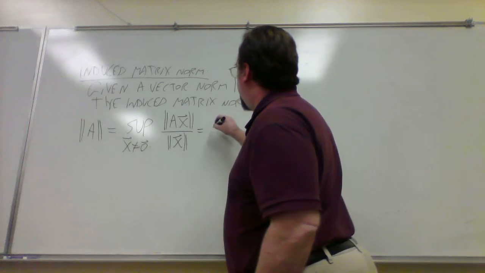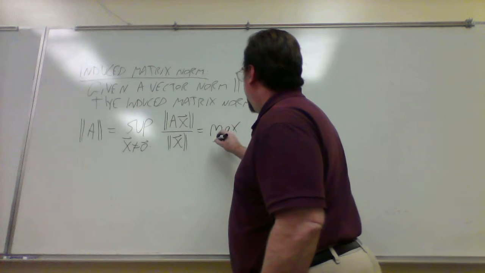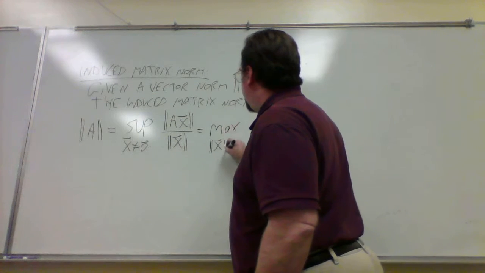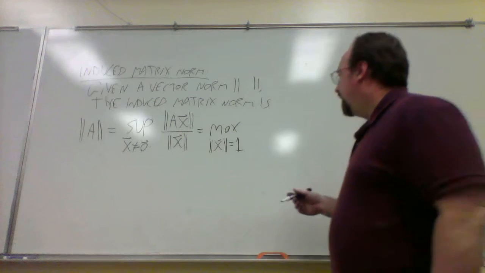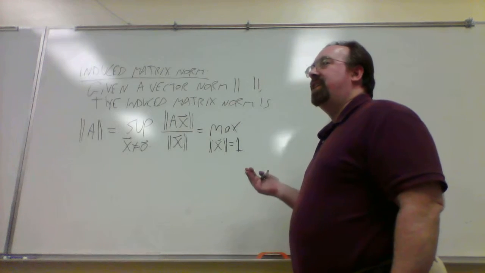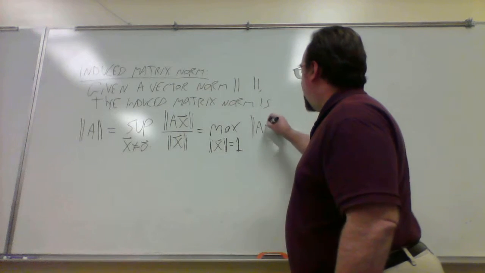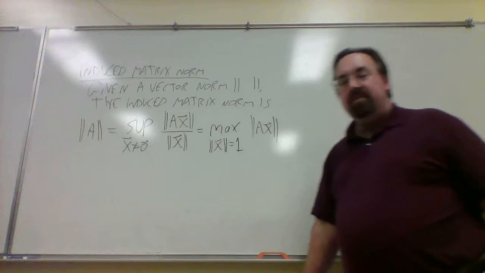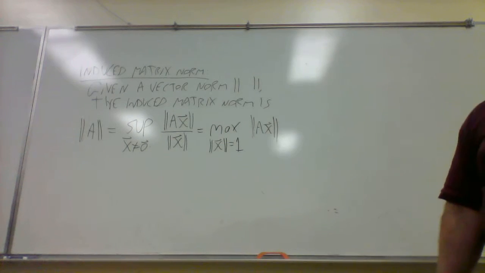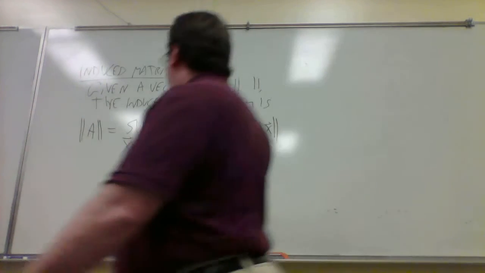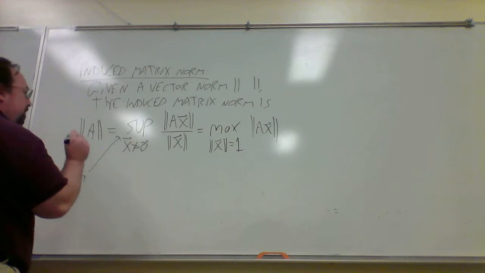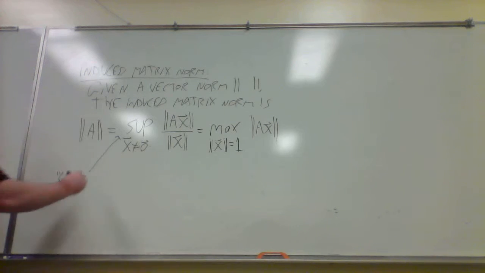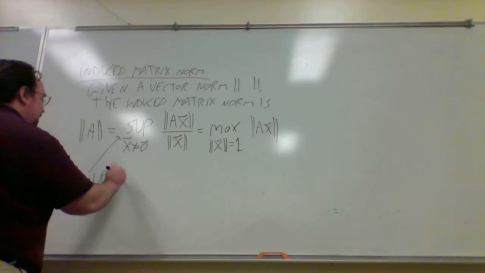Alternatively, you could define it as the maximum over all unit vectors in that norm, so all vectors such that that vector norm is equal to 1. So it's like the unit sphere in that norm of just the norm of A times x. Okay. Now, how many of you do not know what I mean by sup? Sup stands for supremum, but what that means is the least upper bound.